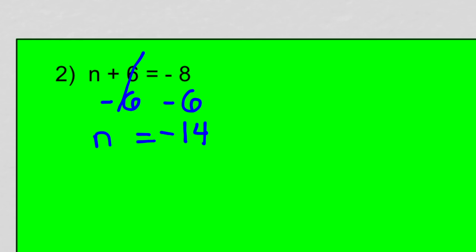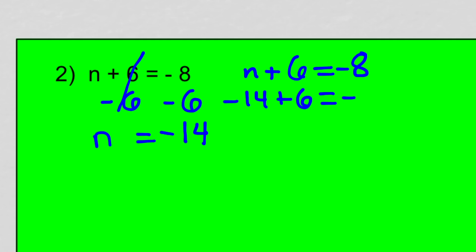To check it, I use the original equation. Replace the n with negative 14 plus 6 equals negative 8. Is that true? Well, yeah. Negative 14 plus 6 is negative 8. Negative 8 equals negative 8. The equality is preserved. So let's do just a bunch more like this.